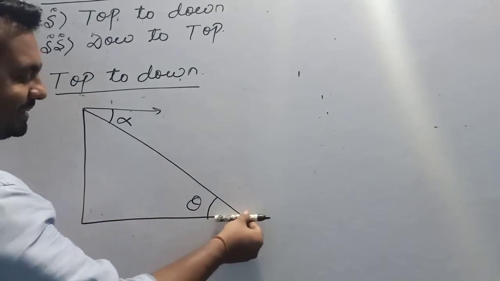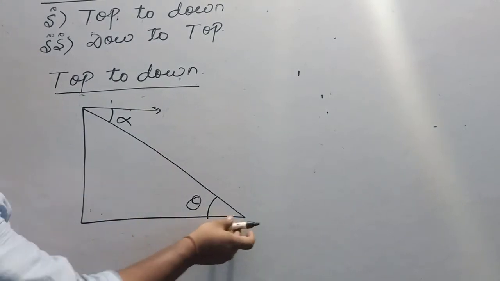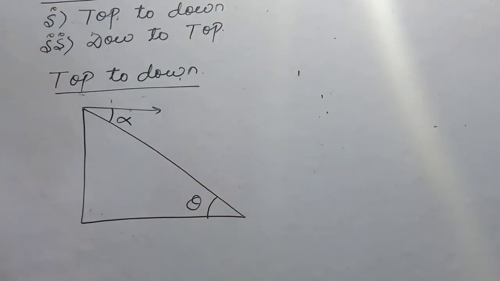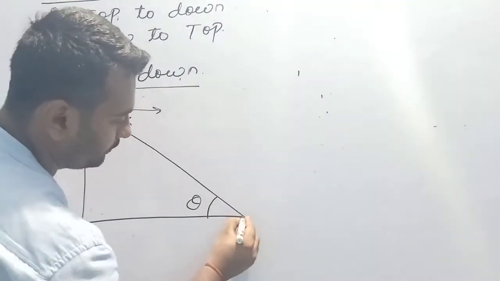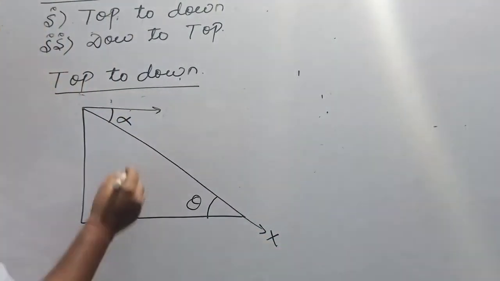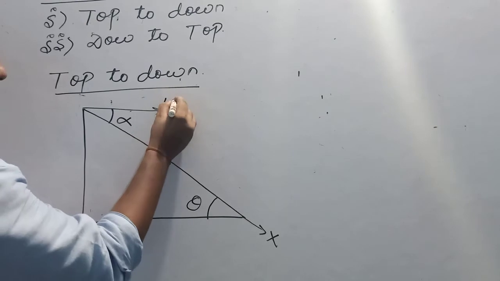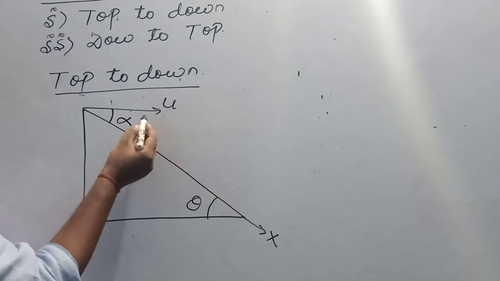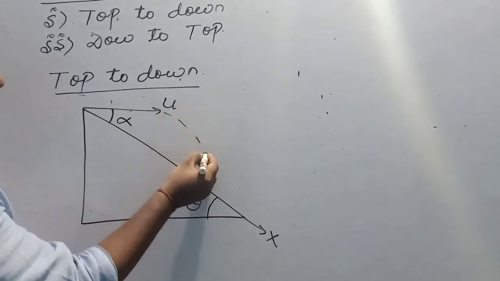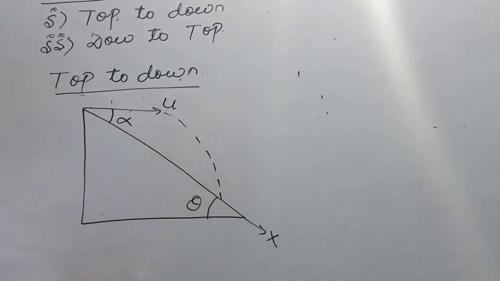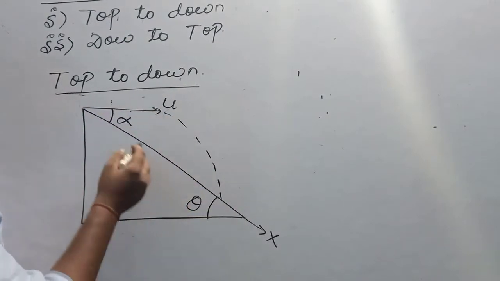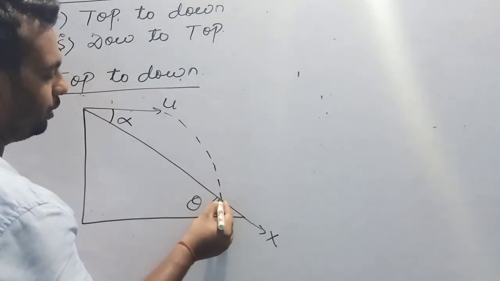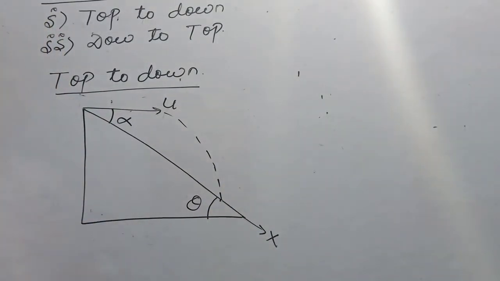Generally the horizontal axis parallel to the ground is taken as x-axis, but here we have assumed that the x-axis is rotated by some angle theta. Now this is the x-axis, and the projectile is making angle alpha and is thrown from the top of the incline, so it will make a parabolic or oblique path. This curve is called parabolic path or oblique path, and it will fall on the down of the incline. This is top to down.